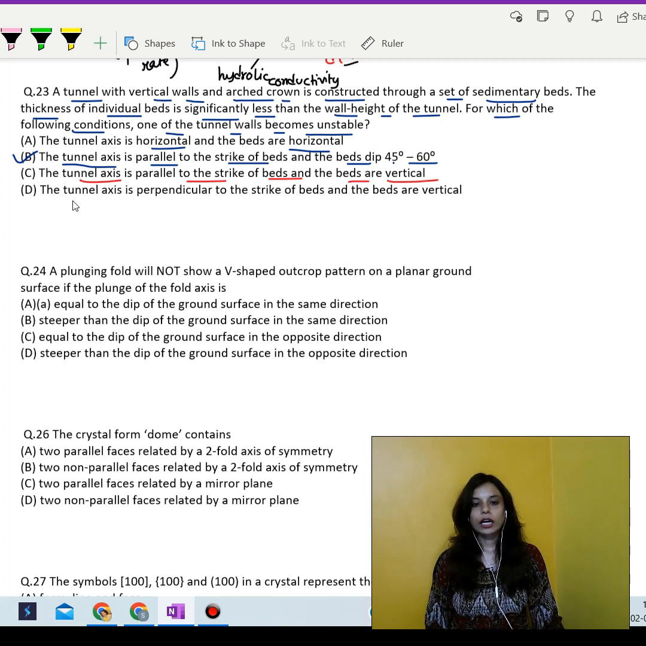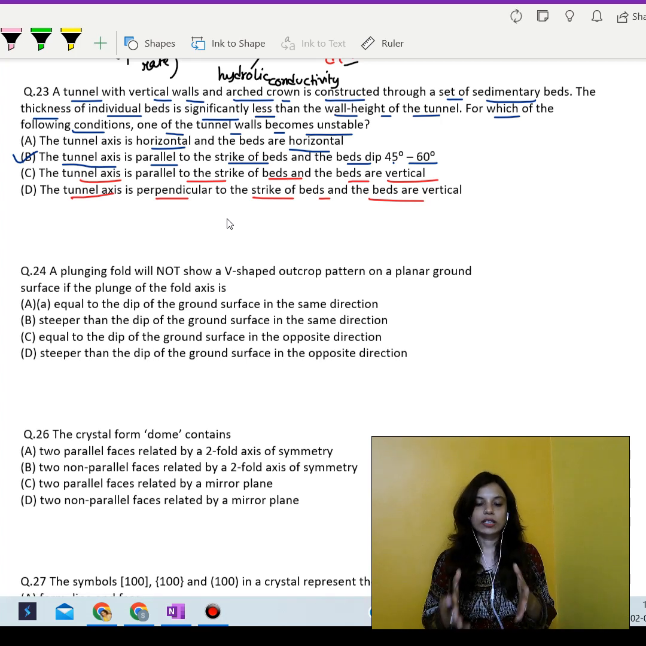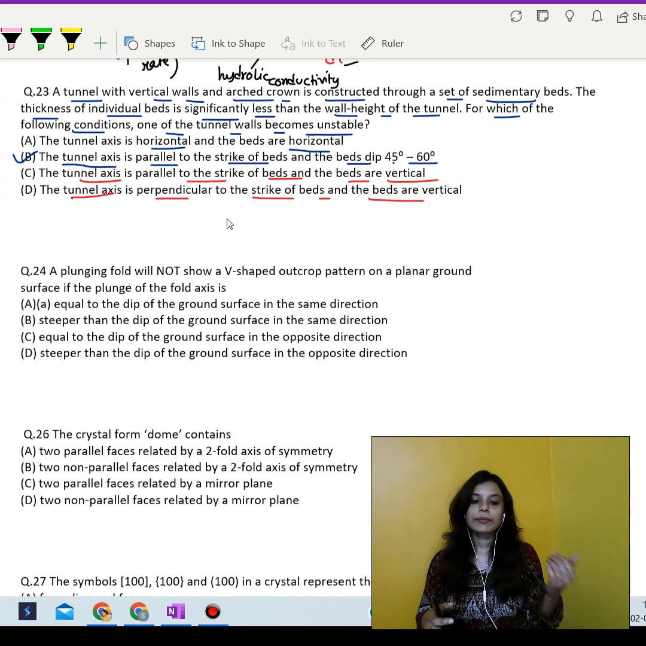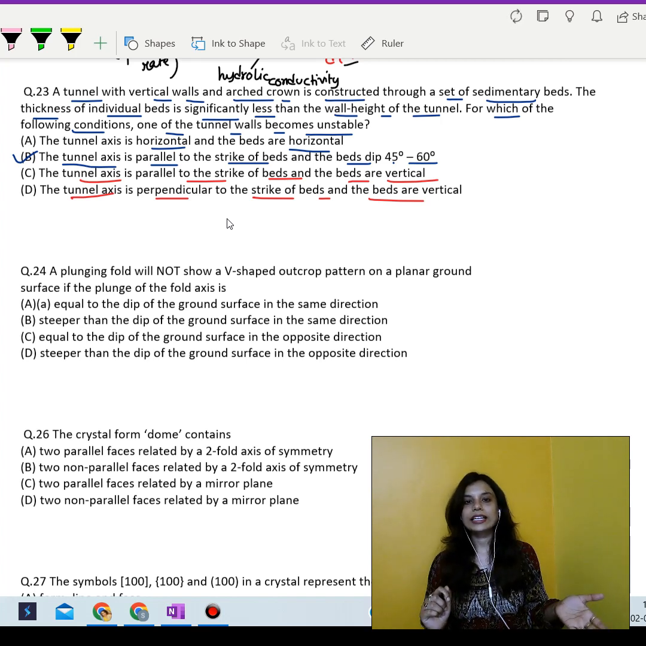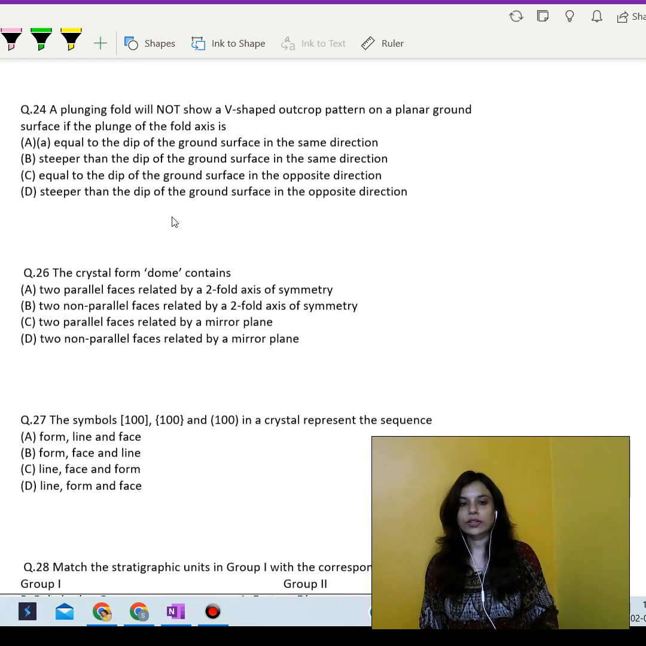Okay. Coming to D, the tunnel axis is perpendicular to the strike of beds and the beds are vertical. Now the tunnel axis is perpendicular, as it is said. Now in this case, what happens? The tunnel is excavated parallel to the bedding planes, minimizing the risk of instability. Therefore, the scenario is less likely to result in unstable tunnel walls compared to option B. Okay. So yes, option B is our correct answer. Moving over to the next question.